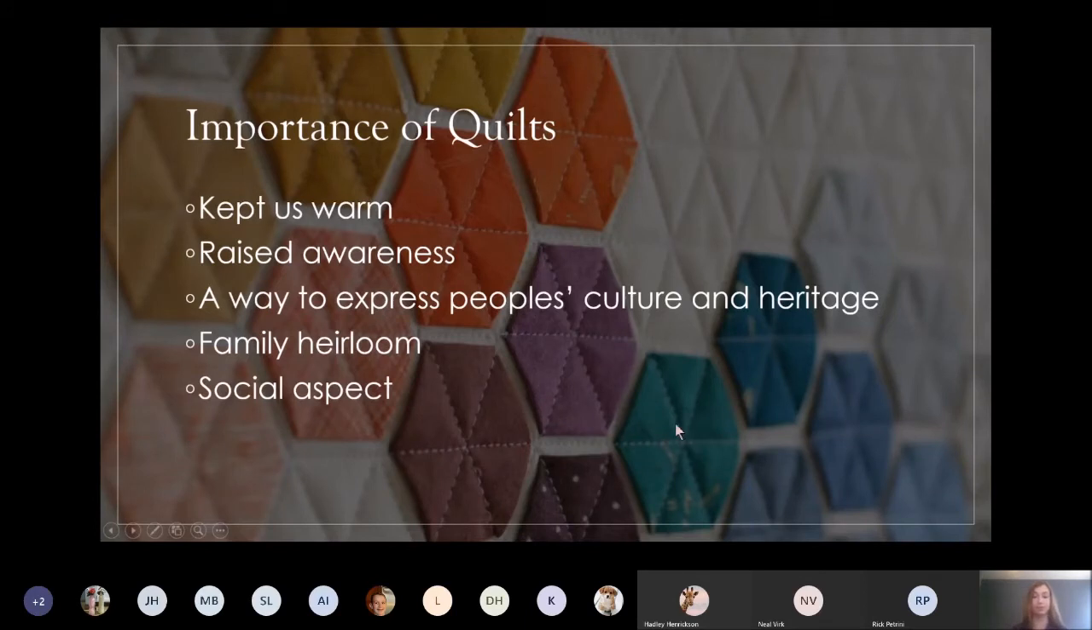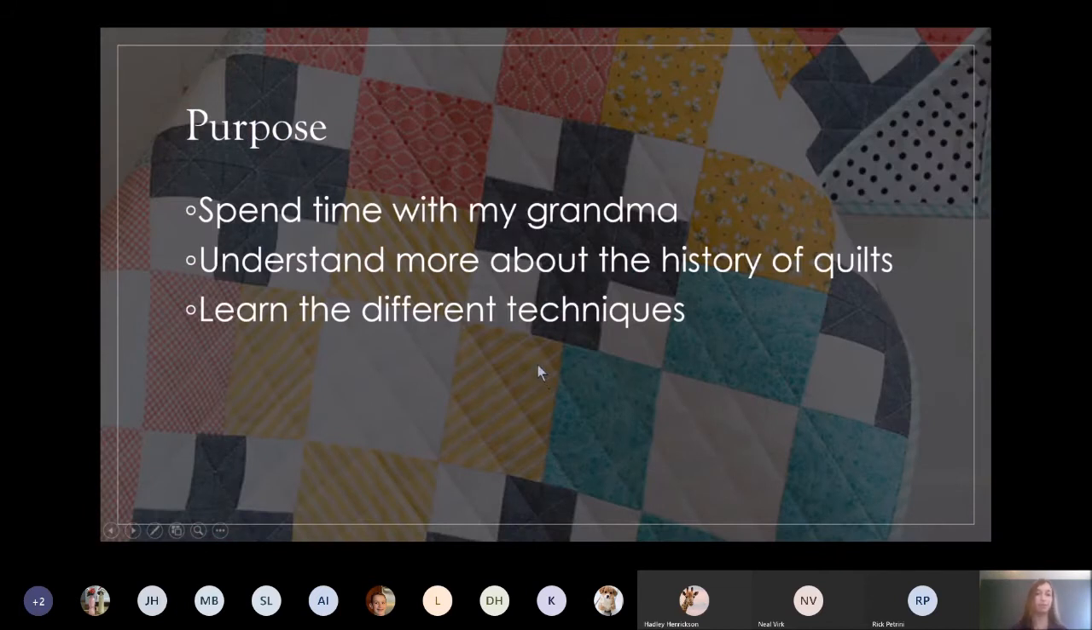So the importance of clothes is that they kept us warm, they raised awareness, they were a way to express people's culture and heritage, and they were a family heirloom. They also had a social aspect, because multiple women would work on one quilt at the same time, and would talk about the families and other important things. So the purpose of my project was to spend lots of time with my grandma, and understand more about the history of clothes. I also wanted to learn all of the different techniques and aspects of clothing.